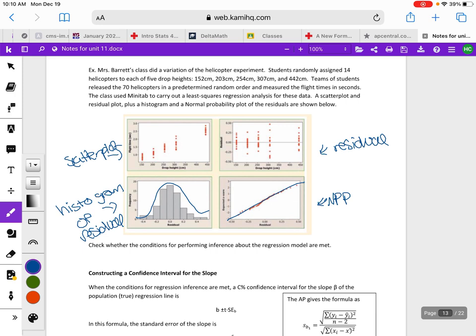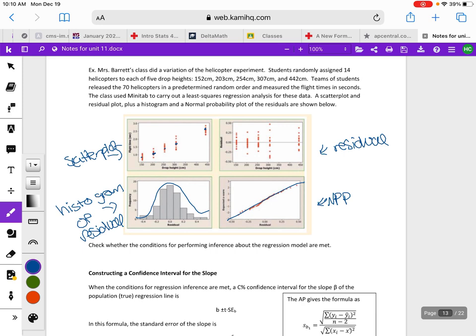So it says check whether the conditions are met. So is it linear? Does it seem like it goes up by a constant amount every time? I think that if we were to kind of guess and look at that, you can see that it increases by a constant amount every time.